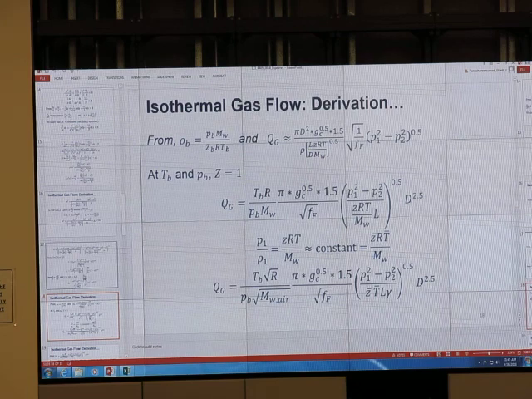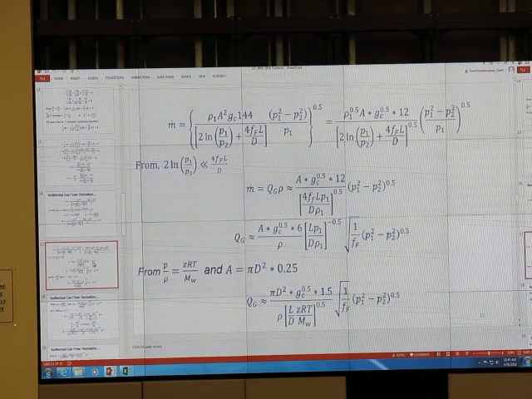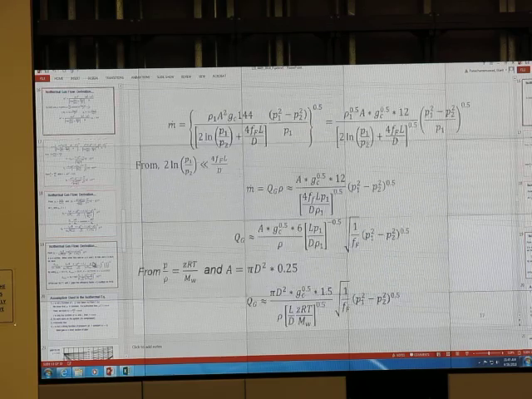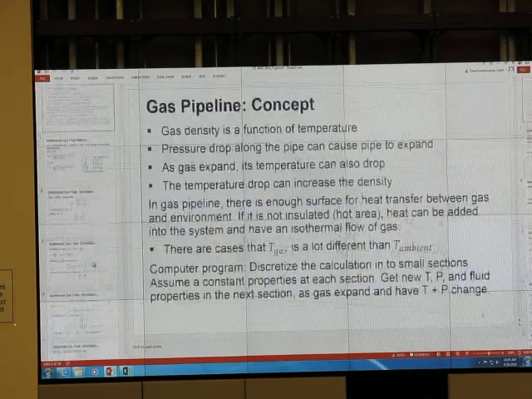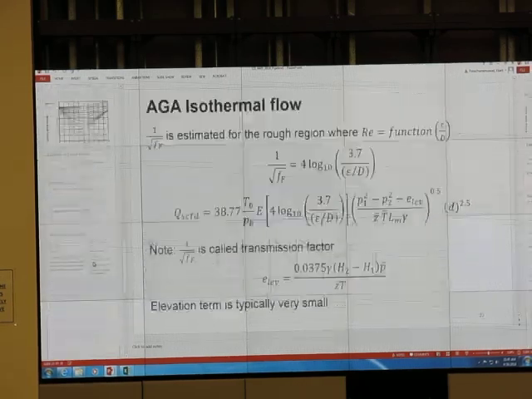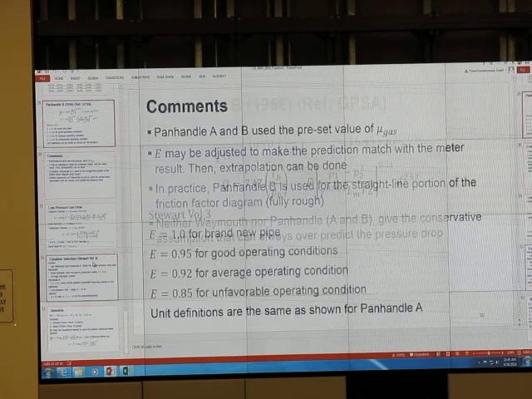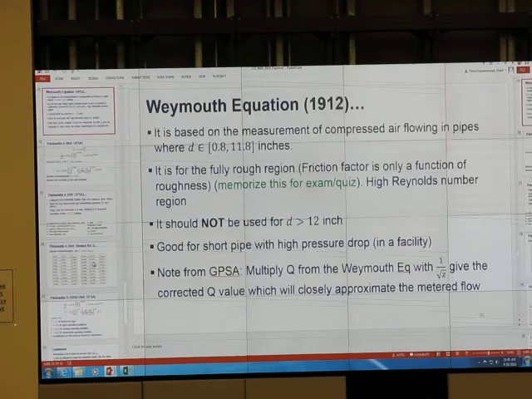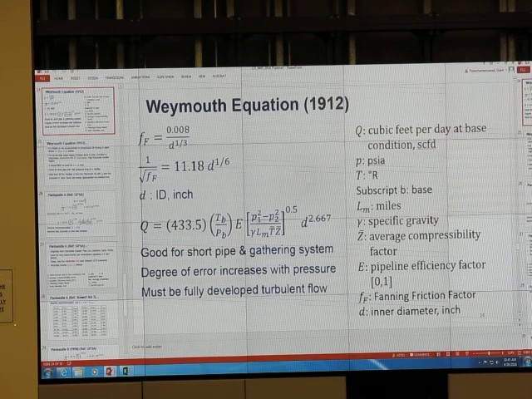5-9-1. Okay. When was the equation? Did I give the Weymouth equation in the exam, on the front page? Yes? Isothermal, I don't think I have it. I have Panhandle A, Panhandle B. Look at the Weymouth equation.